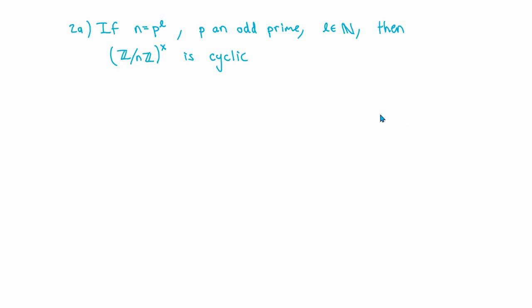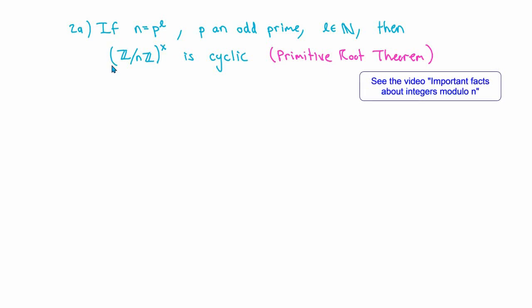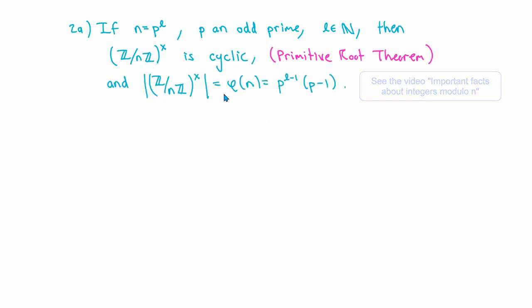Now for a more interesting example, let's suppose that n is p to the l for some odd prime number p and some natural number l. Well then, by the primitive root theorem, we know that the multiplicative group of primitive residue classes modulo n is a cyclic group. And we also know that the order of this cyclic group is phi of n, which in this case is p to the power l minus 1 times p minus 1.